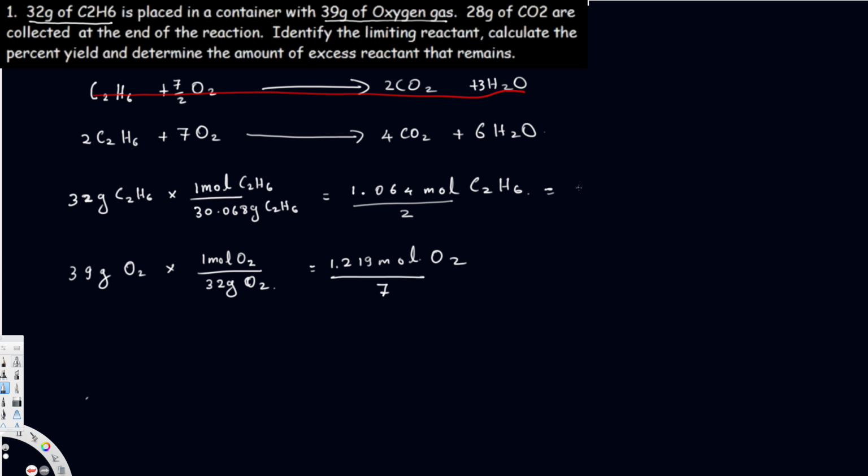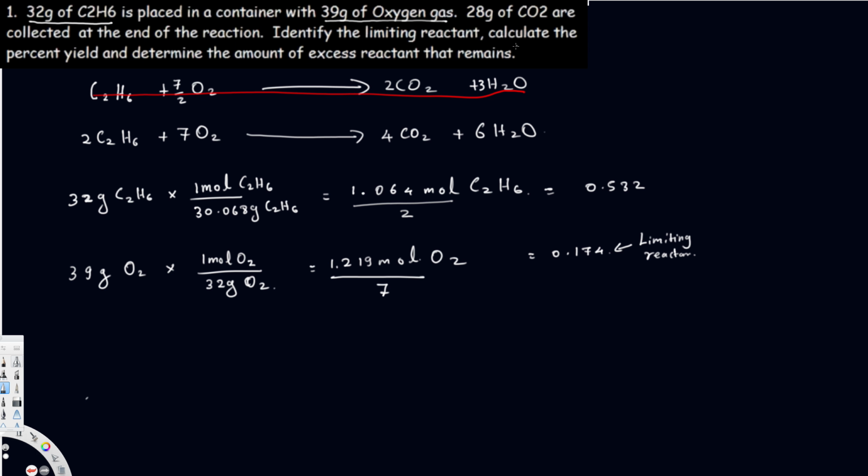In this case, the first one gives us 0.532, and the second one comes out to be 0.174. If you notice, oxygen has the lowest mole per coefficient ratio, so this is going to be our limiting reactant. This answers the first question, identify the limiting reactant, and that's oxygen.